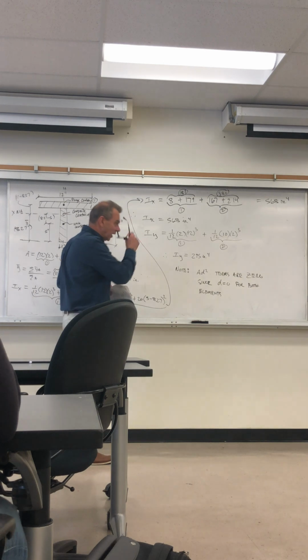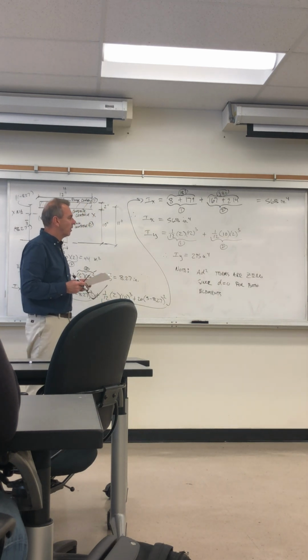It just says the 80 squared terms are 0 since d equals 0 for both elements.